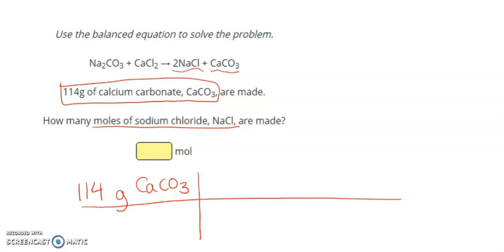So first I'm going to drag down grams CaCO3. I do not bring down the number, just the unit. But I can't get straight to moles of sodium chloride. The balanced equation tells me the mole to mole ratio. But I'm trying to get from grams CaCO3 to moles NaCl. And so that is not going to work with just the balanced equation. I've got to get to moles CaCO3 first.